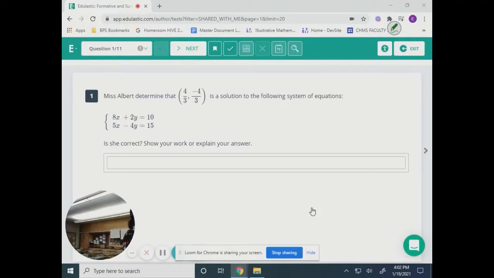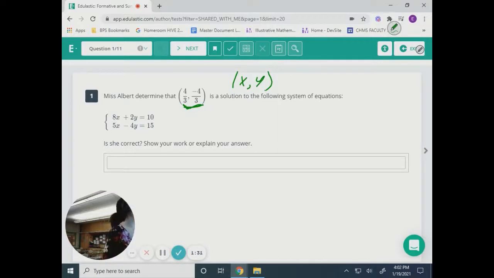We need to remember a few things before we get started. First, points are written x, comma, y, because we're going to need to take these coordinate points and plug them into both of the equations. You need to plug them into both equations to make sure it is a solution, because it could be a solution to one of them and not a solution to the other one. So we're going to plug it into both and solve.